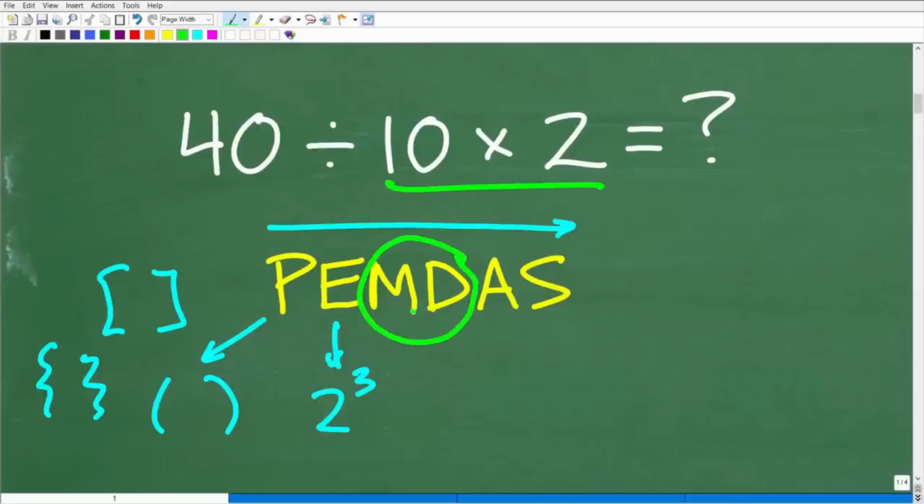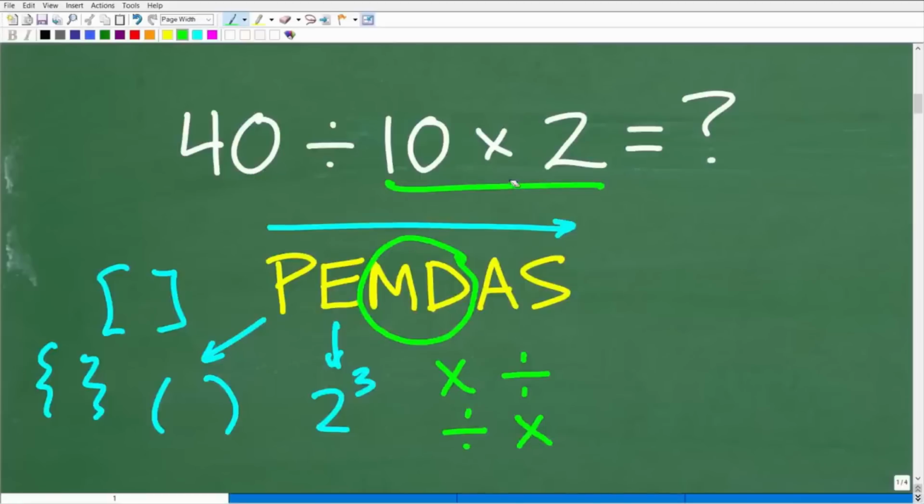So it's multiplication or division, okay? Multiplication or division, whatever we see first from left to right. So if we see multiplication, then division like this, where we have multiplication first from left to right, we would do it in this order, multiplication, then division. But if we have division, then multiplication, we see division first, okay? So we're going to do this.